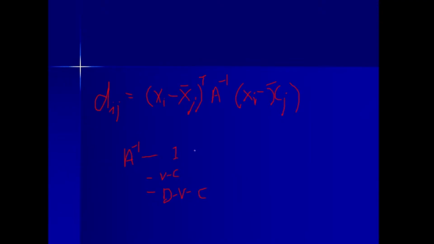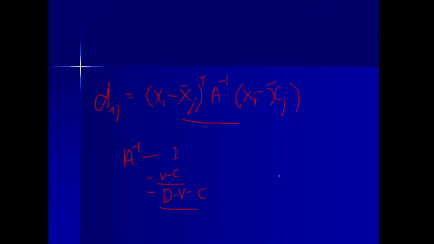So if you are using Euclidean matrix as A inverse, this distance will work as Euclidean distance. If you are using A inverse as the variance covariance matrix, then it will work as a Mahalanobis distance, because you are using the variance covariance elements. And the third special case is if you are using a diagonal variance covariance matrix as A inverse, again it is a special case of Mahalanobis distance.